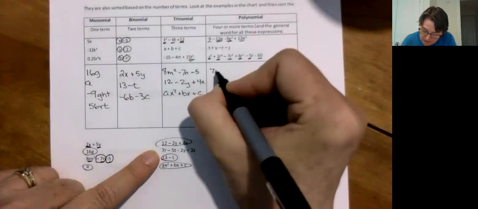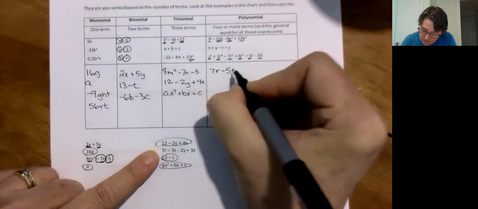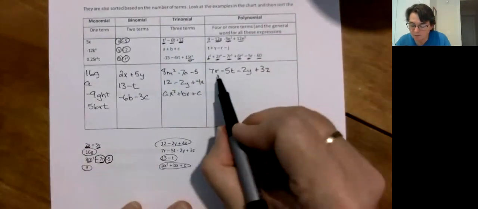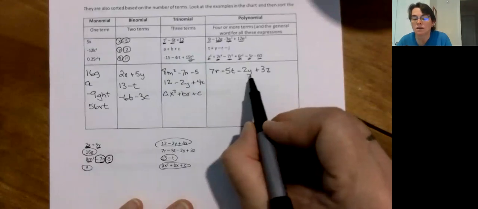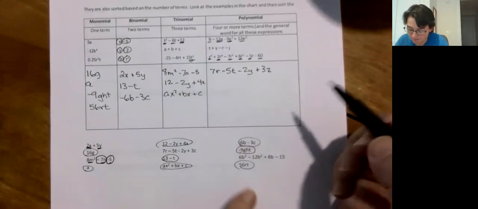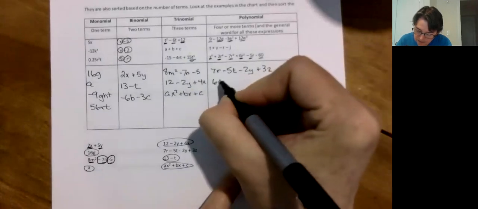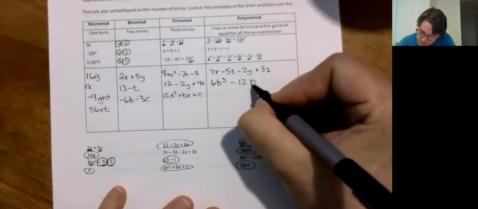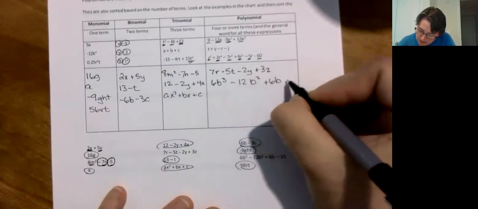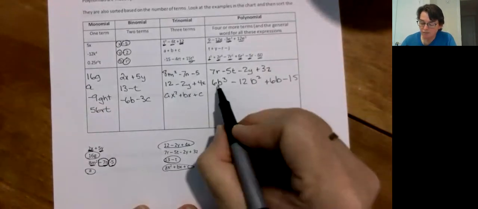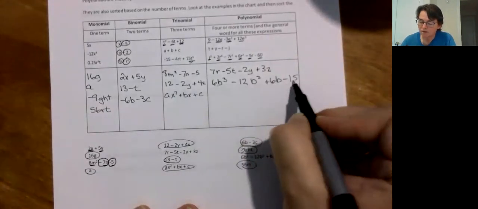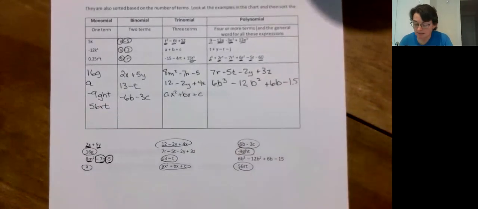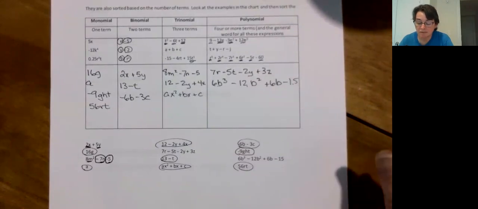There's that one. 7r minus 5t minus 2y plus 3z. Okay, so that's got 1, 2, 3, 4 terms. 6b cubed minus 12b squared plus 6b minus 15. We've got 1, 2, 3, 4. Ta-da! That is it. That is the main part about being able to name them.